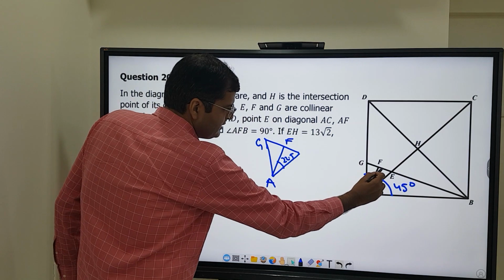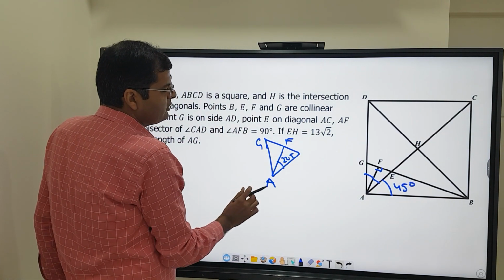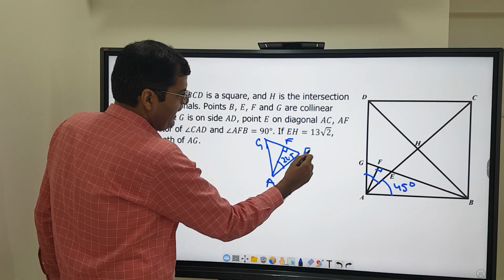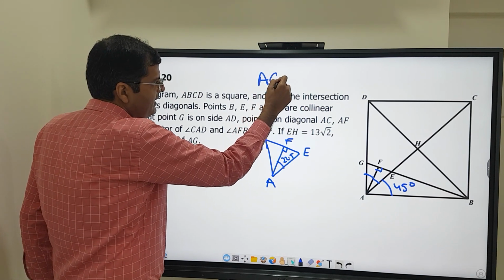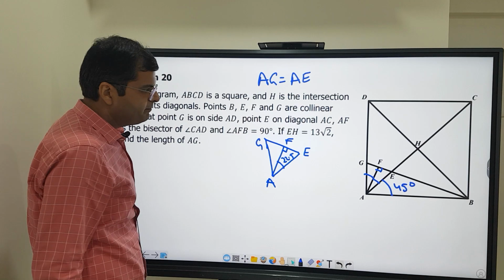Now this is 90 degrees, given to us. So AF is both the angle bisector and the altitude, which means this is an isosceles triangle. Triangle AGE is isosceles, so I can say AG is equal to AE.